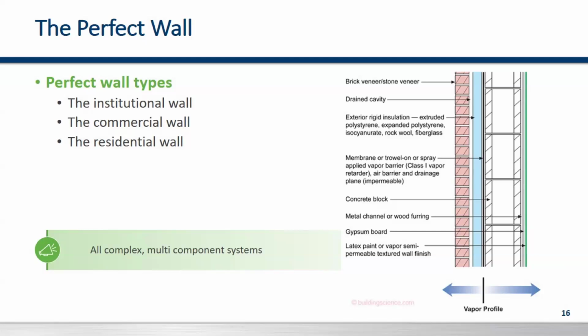So for example, we would have an institutional, commercial, and a residential. And when you get into your different wall types, like an institutional wall, that could be an art museum, that could be a college campus, that could be a governmental facility, a type of building that's designed to last, say, hundreds of years. The type of construction and the materials that will be used in order to achieve that perfect wall assembly over hundreds of years will be very robust, expensive, often heavy, very durable.